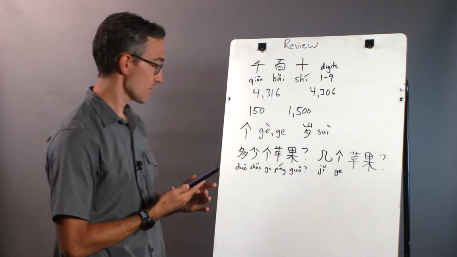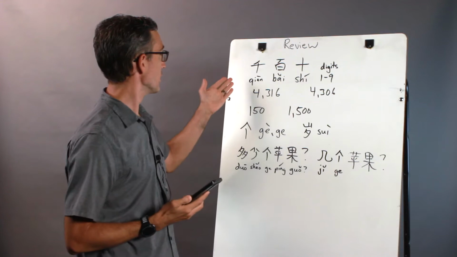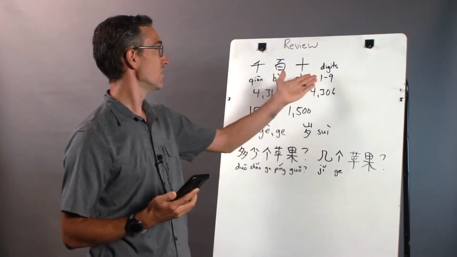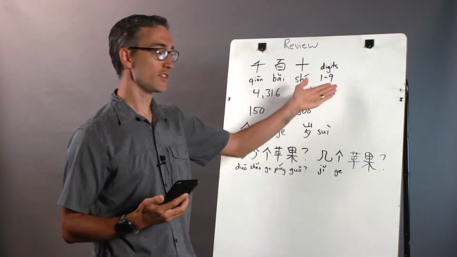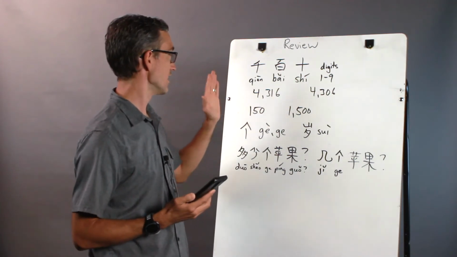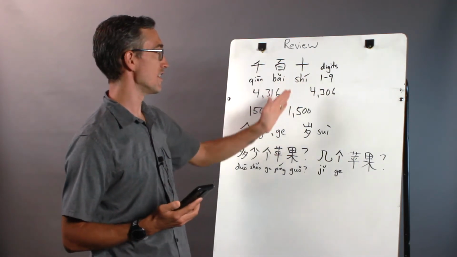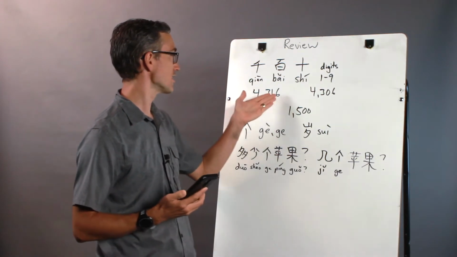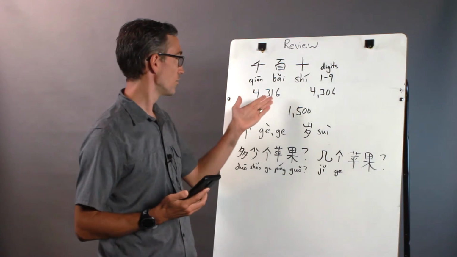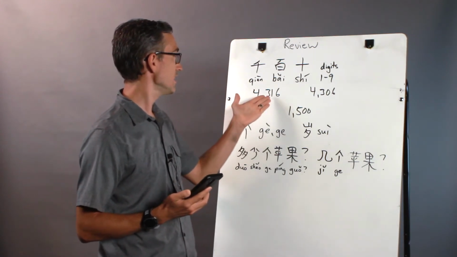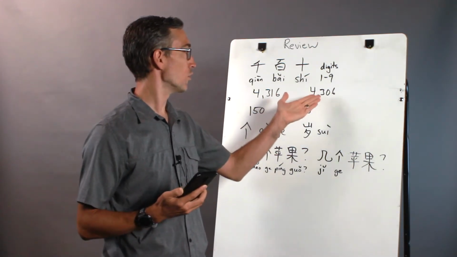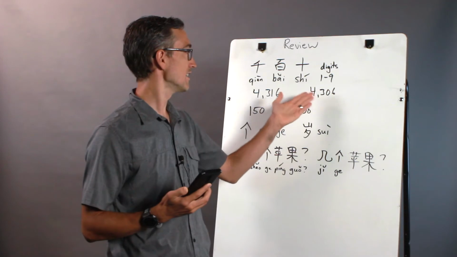So first we talked about telling numbers, and we have 千 meaning 1,000, 百 100, 十 10, and the digits 1到9, 1 to 9. And we always go from big to small, and you just say the number of thousands, the number of hundreds, numbers of tens, and digits. So here we have 4,316. It's 4,316. And if you skip a unit, or skip more than one unit, you use 0 to represent.